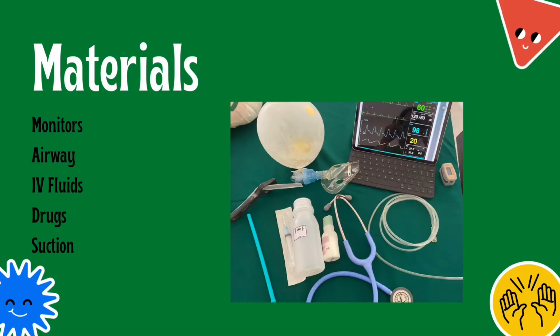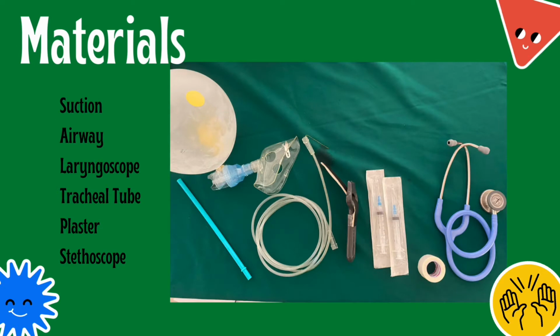Materials that will be used for the intubation are as follows. It will be remembered as the mnemonic MAIDS: monitors, cardiac monitors and pulse oximeters, airway, IV fluids, drugs, and suction. While the materials that should be in the tray table will be remembered as the mnemonic SALT PS: suction, airway, laryngoscope, tracheal tube, plaster, and stethoscope.